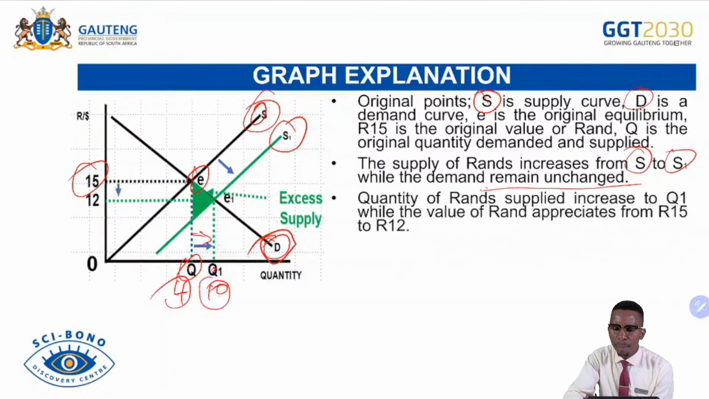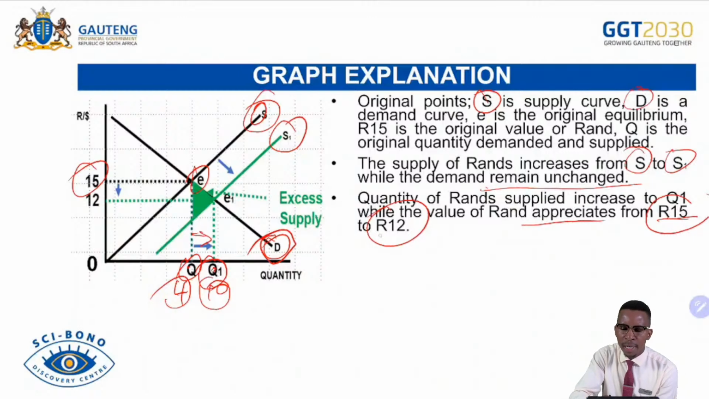The quantity of rand supplied increased to Q1. You see Q1 now here, while the value of the rand appreciates from 15 to 12. Don't be confused by opposite numbers. These indicate appreciation of the currency. To prove that, you can simply say 12,000 divided by 15 rand. If we have 12,000, how much of US dollars can we access if we pay 15 rand? It will be less than when we pay only 12 rand. So in this case, 12 rand is much better because we can afford more US dollars than before. So this is indicating appreciation.